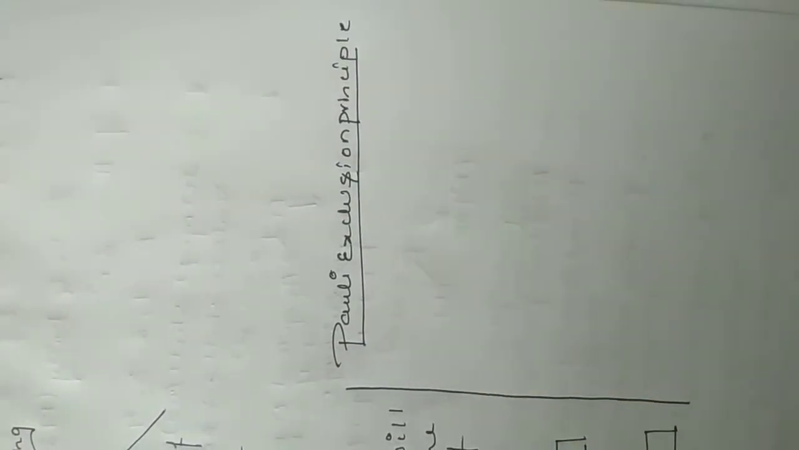Pauli exclusion principle. In Aufbau, he told that the electrons are filled according to the increasing energy level, and it must follow the n plus l rule. The minimum value of n plus l must be filled first, the maximum later. If it is the same, you look at the value of the principal quantum number. Based on that, you write the electronic configuration.